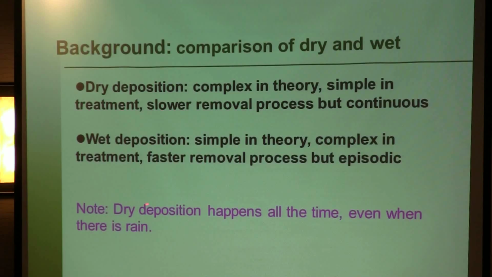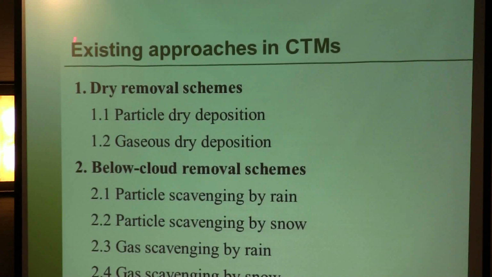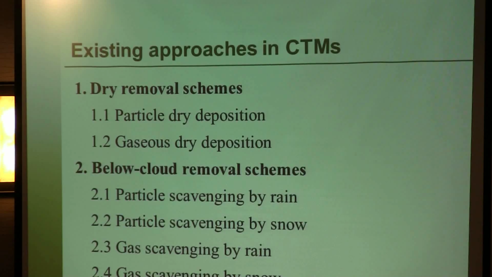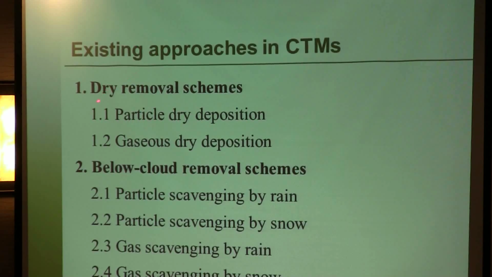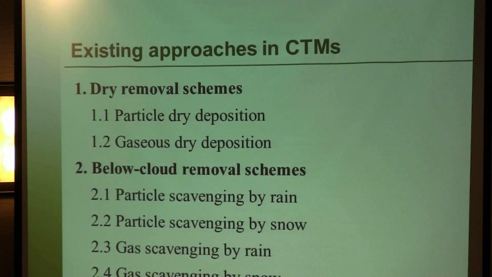One thing I'd like to point out is that dry deposition happens all the time, even during rain. In some literature, some authors frequently mistake this concept. So in chemical transport models, these two processes are basically parameterized because you can't use a very detailed mathematical formula. So I'm going to split into these topics: particle dry deposition, gas dry deposition, and particle scavenging by rain and by snow, and gas scavenging by rain and by snow.